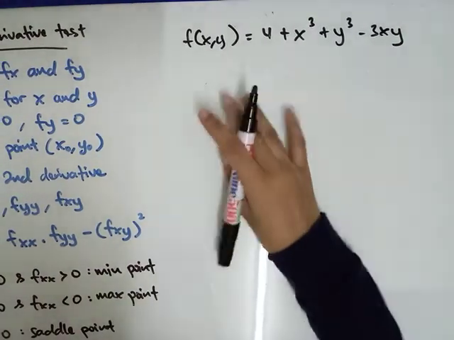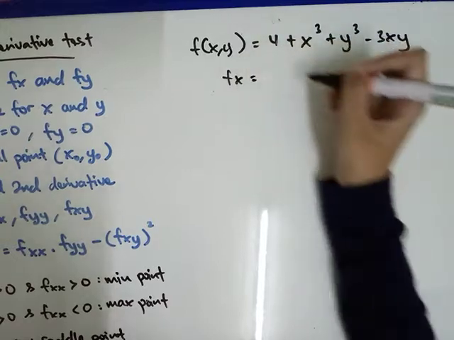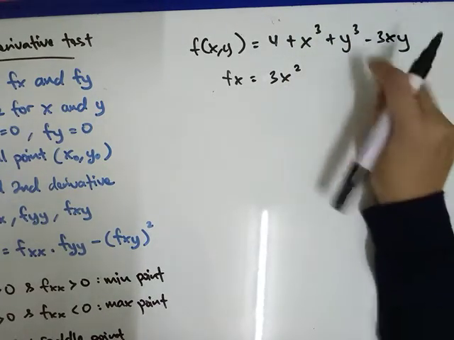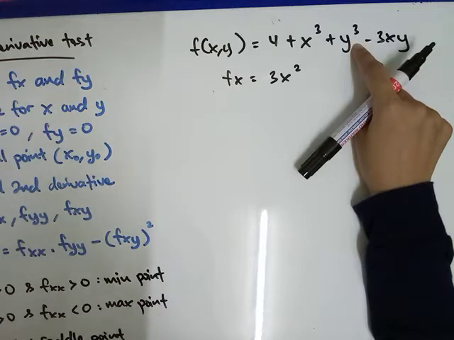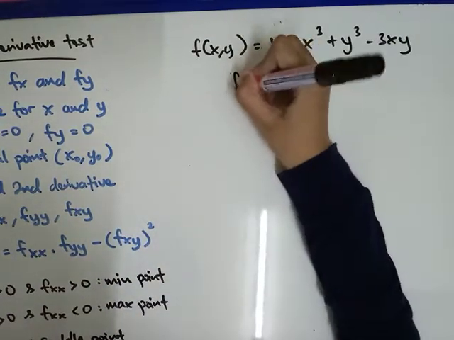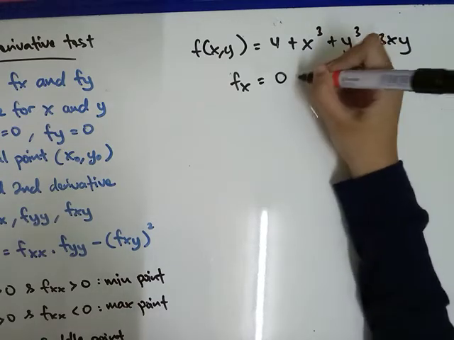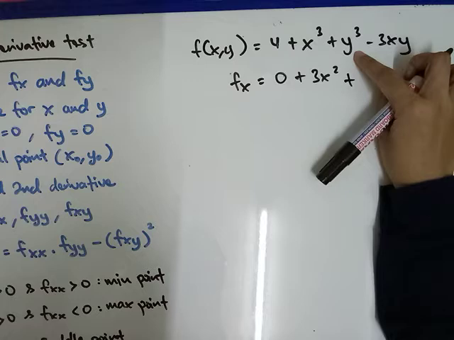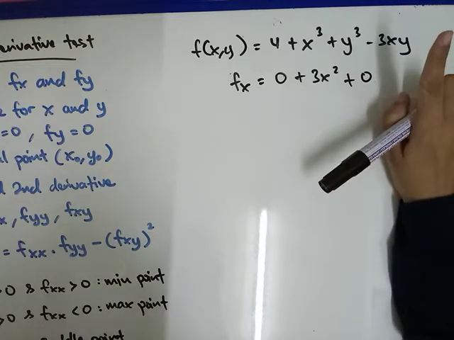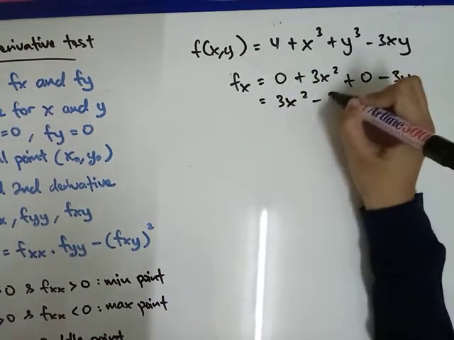So the first step, what? We need to find the first derivative with respect to x and y. So fx: 4 is a constant, so differentiating 4 we get 0. Differentiate x cube, we get 3x square. Plus, differentiate y, it is constant, so we get 0. Differentiate x, we get 1, so 1 times negative 3y, we get negative 3y. So the answer is 3x square minus 3y.